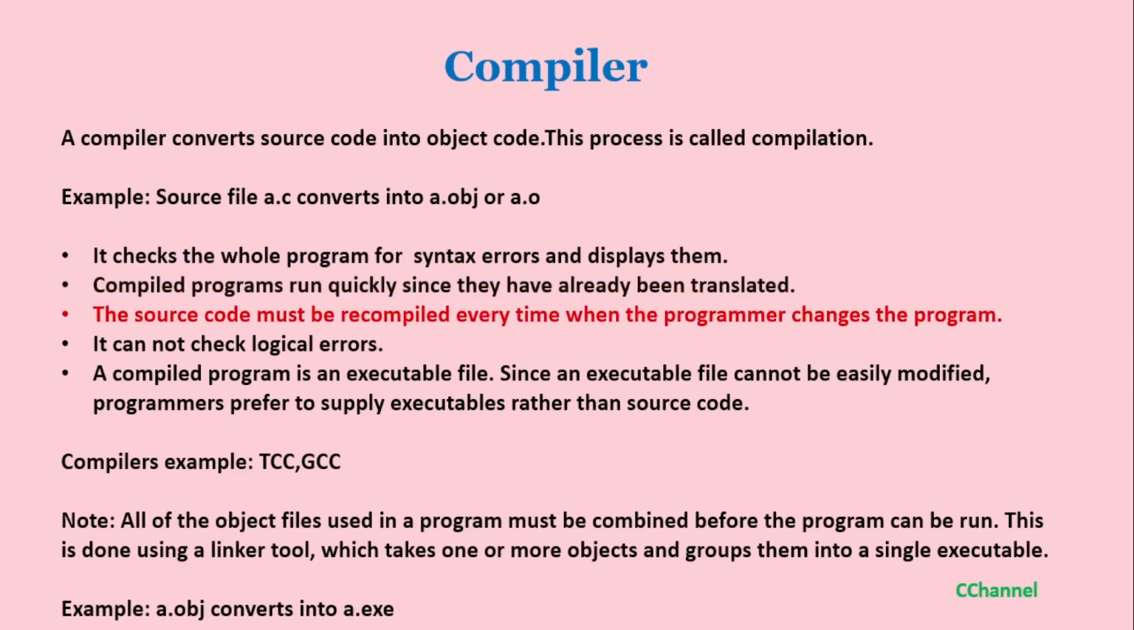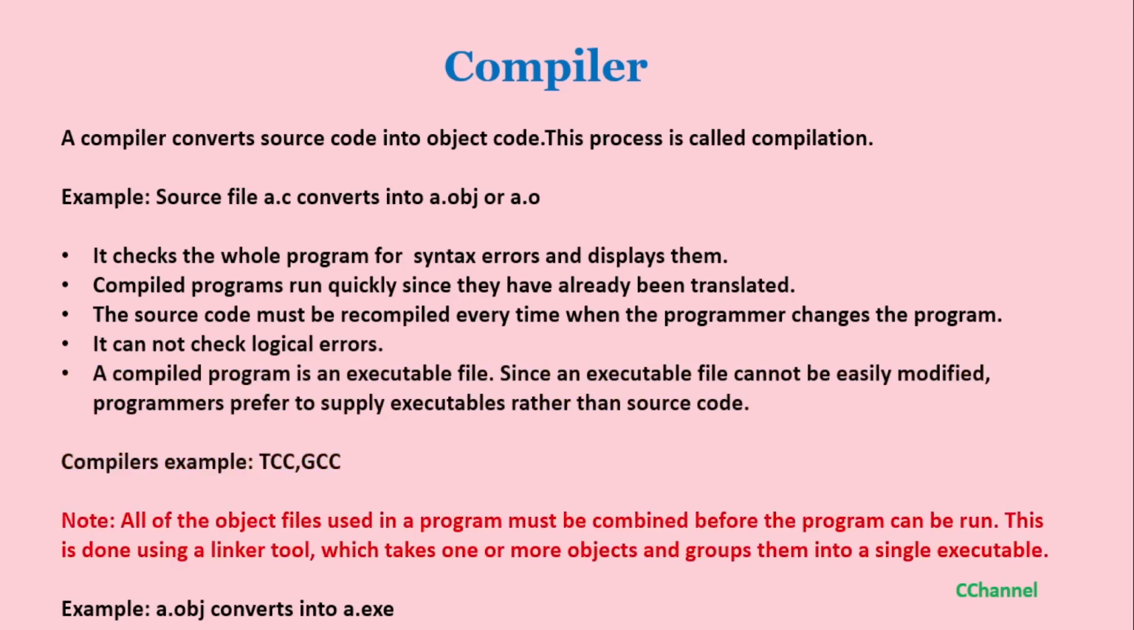The source code must be recompiled every time when the programmer changes the program. It cannot check logical errors. A compiled program is an executable file. Since an executable file cannot be easily modified, programmers prefer to supply executables rather than source code. TCC, GCC are the examples of compilers.